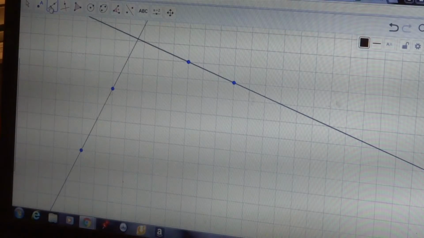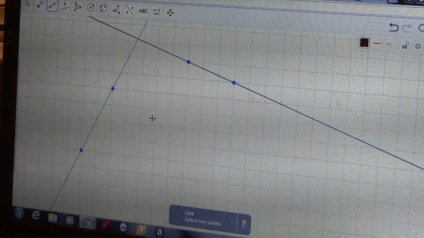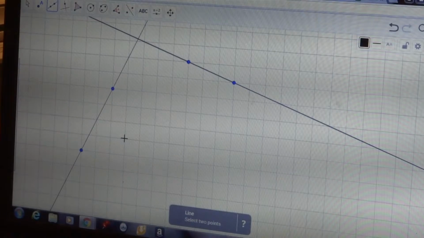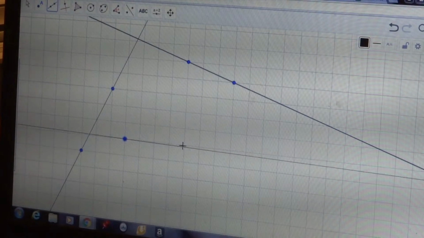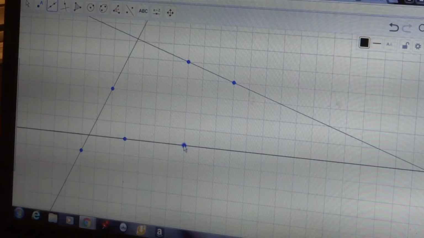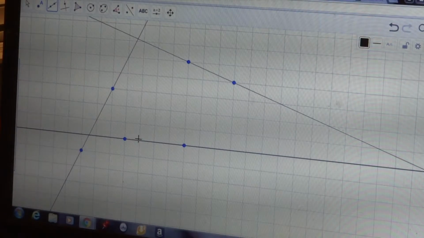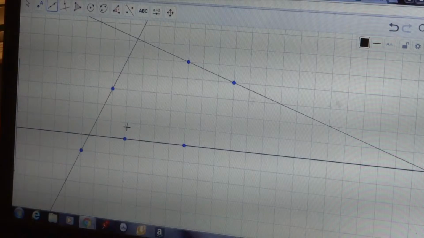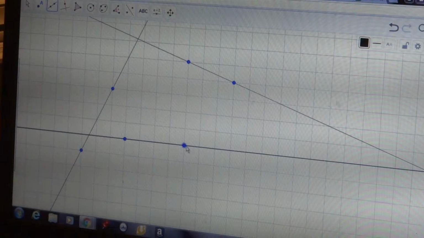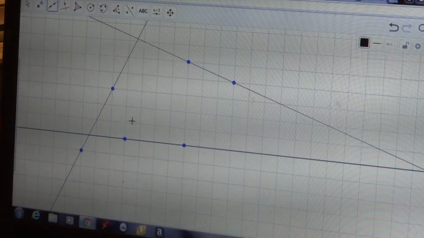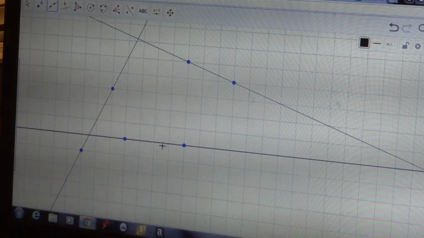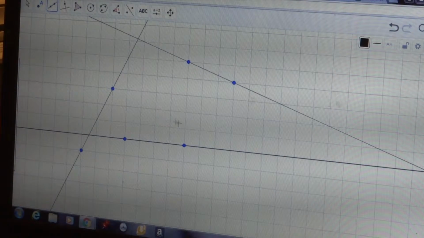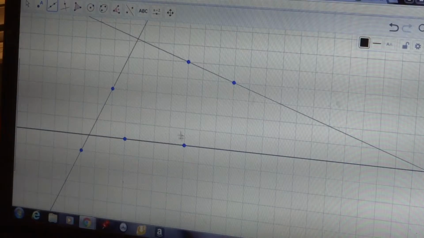I could create another line that is perfectly horizontal. So maybe I want to start at this point and I just want to move horizontally. Now, I did not move in the y direction, or rise, but I did run. So this has a 0 rise and it only has a run, meaning that the slope would be 0.